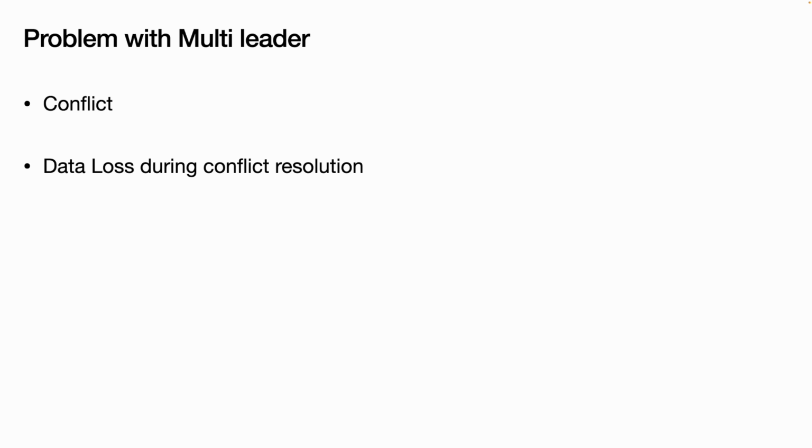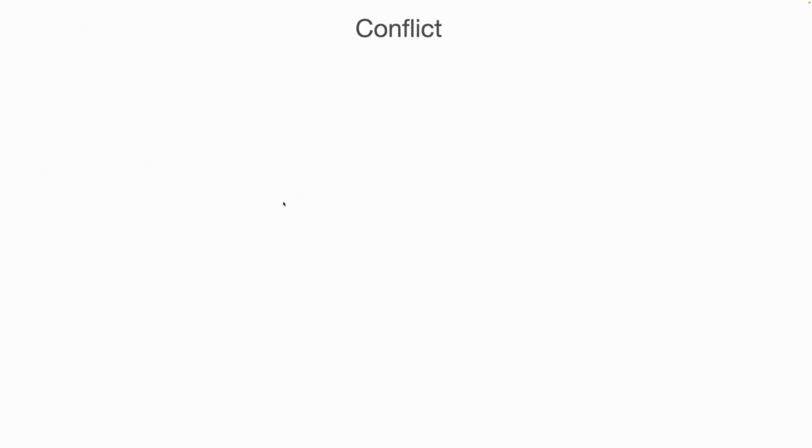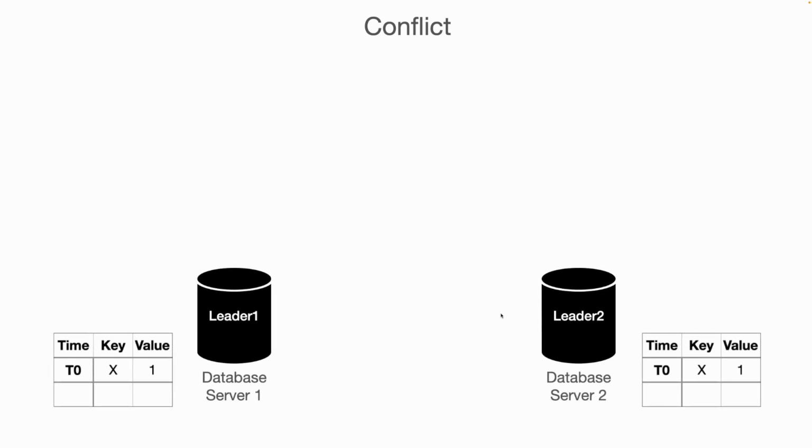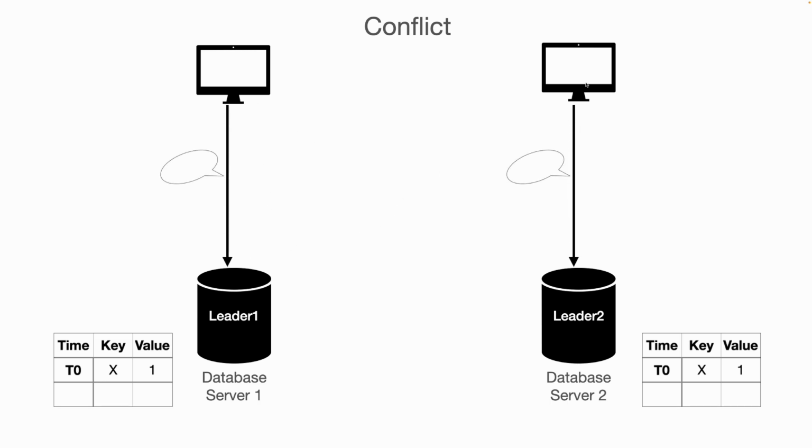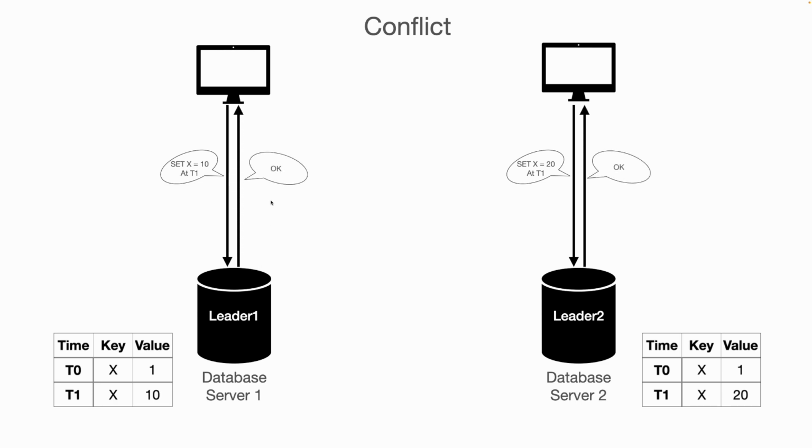Now, what are the problems with the multi-leader architecture? One is the conflict, and the second is data loss during conflict resolution. Let's first discuss what a conflict is. Let's suppose we have two leaders, leader 1 and leader 2, and both databases have an initial value of x equal to 1 at time t0. Now there are two clients, the first connected to leader 1 and the second connected to leader 2. Both clients update the value of x at the same time. The first client updates x to 10, and the second client updates x to 20. These leaders accepted the write requests and successfully acknowledged back to the clients.